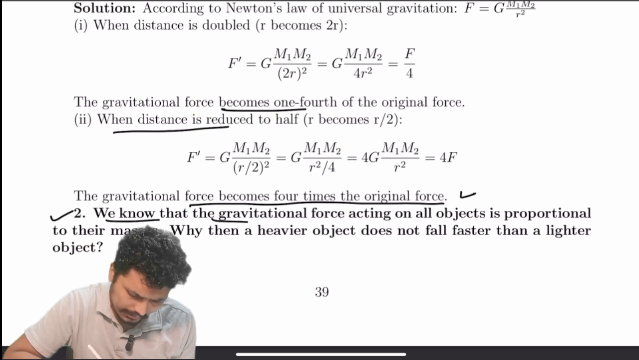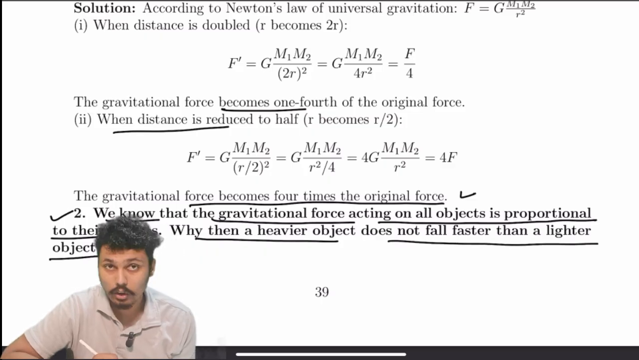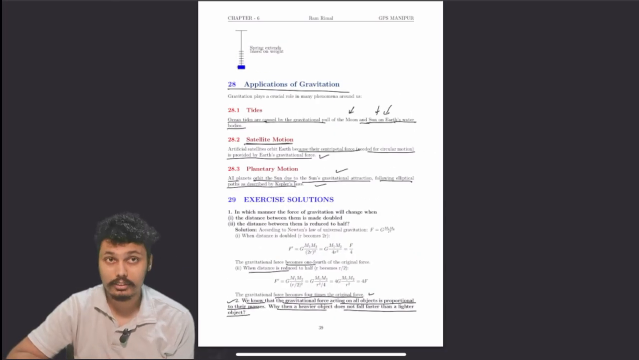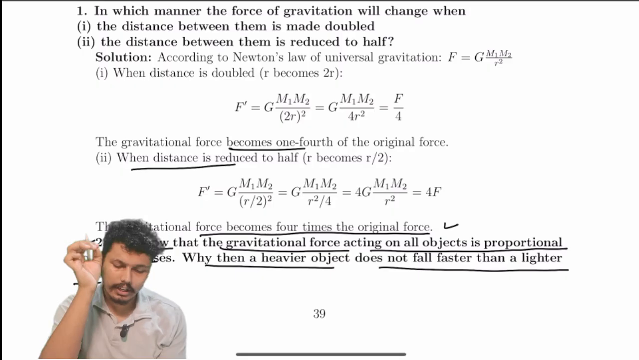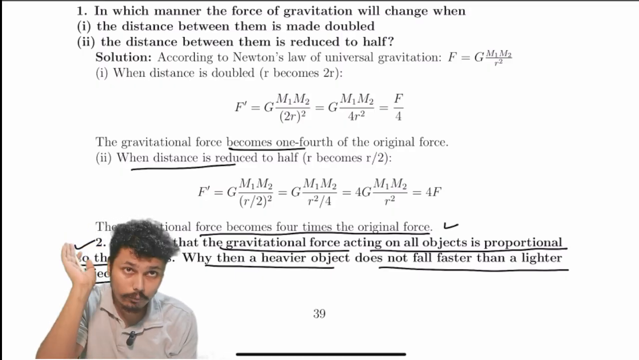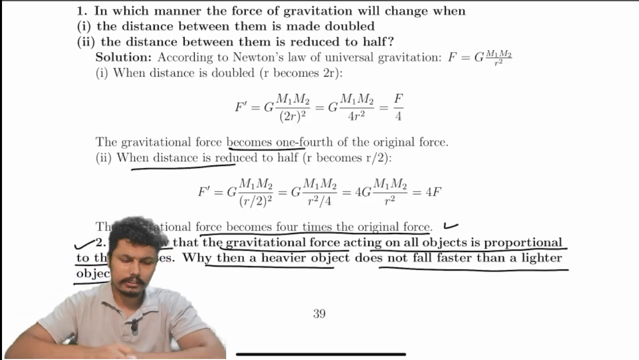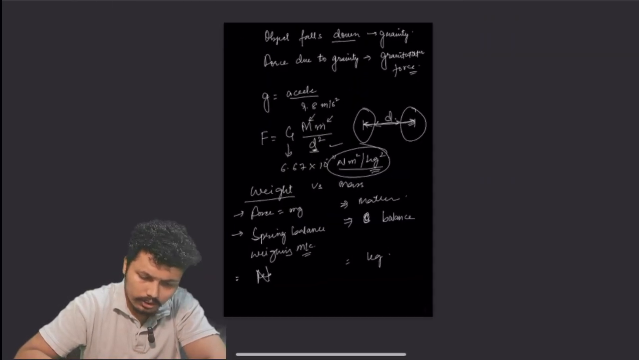Second, we know that gravitational force acting on all objects is proportional to their masses. Why then does a heavier object not fall faster than a lighter object? Very good question. The question says gravitational force acting on an object depends upon mass. More mass means more force. Then why do the two objects, you and an elephant, not fall down together? Good question.